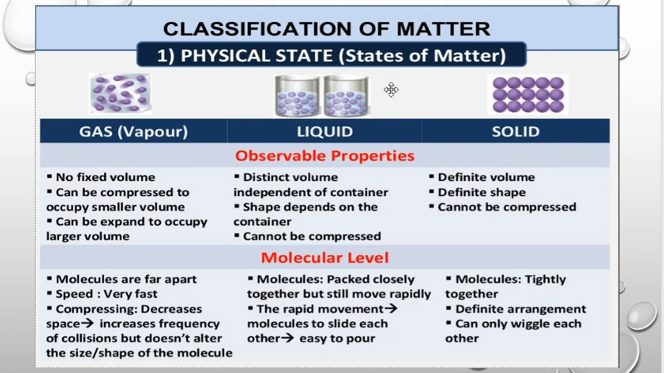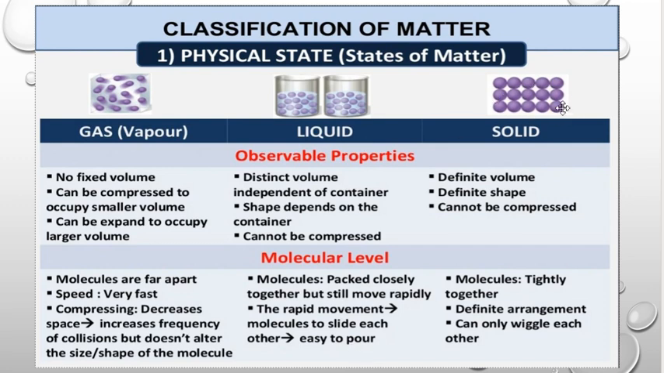If we look over here at the liquid, we see that the molecules are closer to each other and they vibrate. They have a distinct volume independent of the container. The shape depends on the container and it cannot be compressed. If we talk about the molecules of the liquid form, they are packed closely together but still move rapidly. That means they vibrate. The rapid movement allows molecules to slide over each other, which makes it easier to pour.